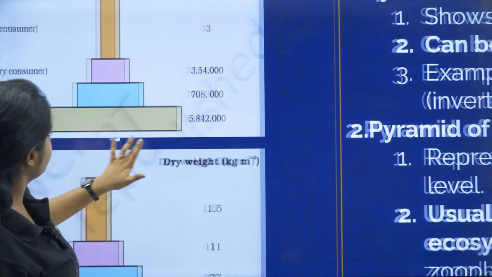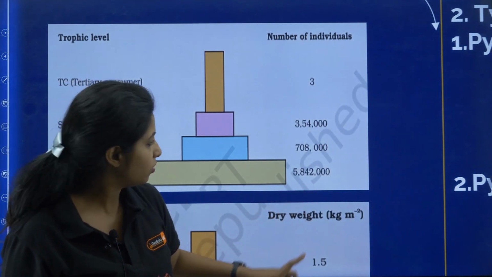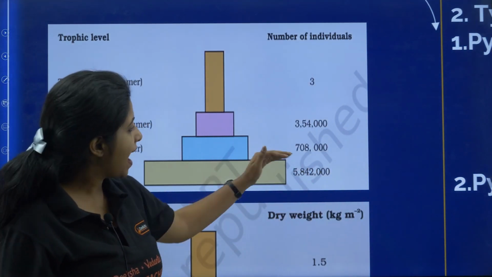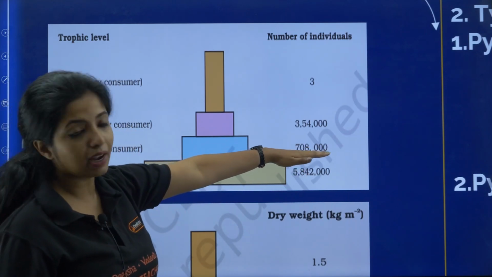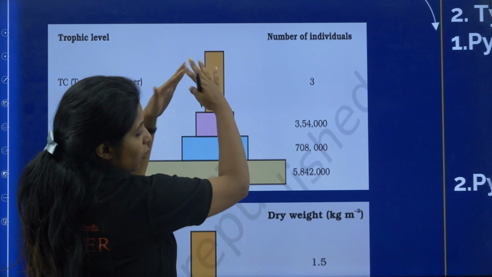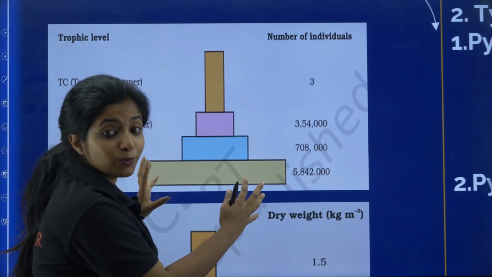So, over here if you see this particular picture, we have producers almost 58,42,000 organisms up over here. And the organisms that feed on it, the primary consumers, are fewer. So, this is a pyramid of number, which is why this is an upright one. Over here in this particular ecosystem, the number of producers is the one that is more in amount.